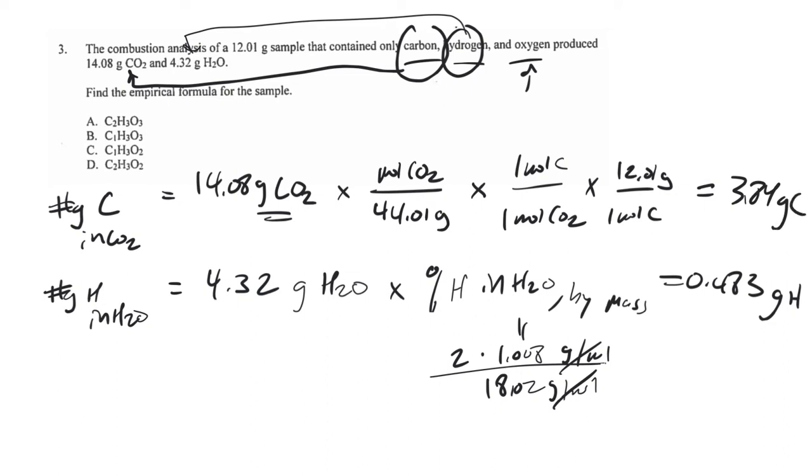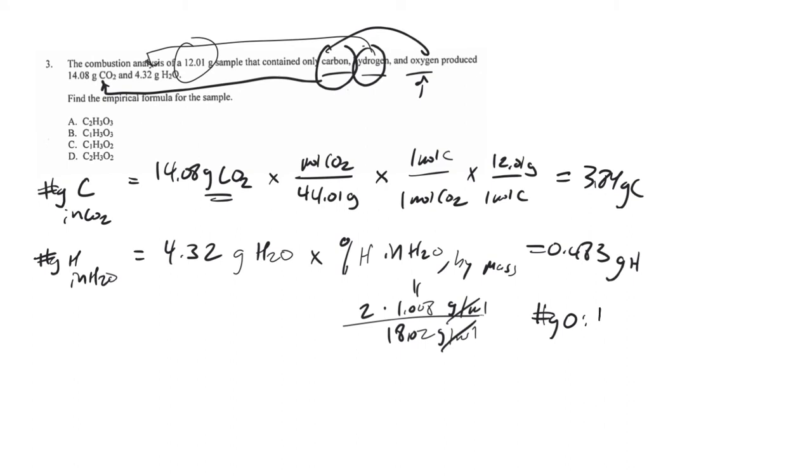And so the key is that the sample that contained all 3 elements was 12.01 grams. And so the third element, the mass of oxygen, is the 12.01 mass of the sample that had all 3 elements, and then minus the mass of hydrogen, and minus the mass of carbon. So that's 7.69 grams.